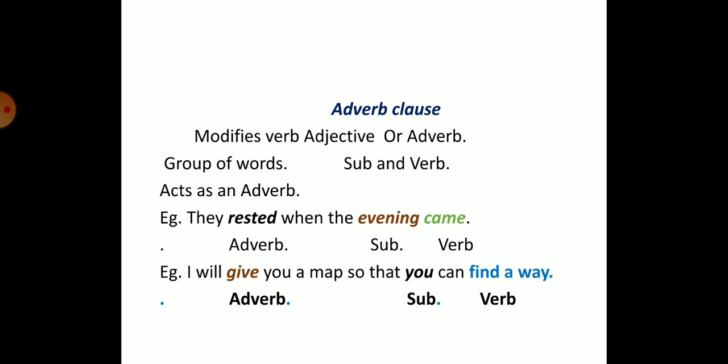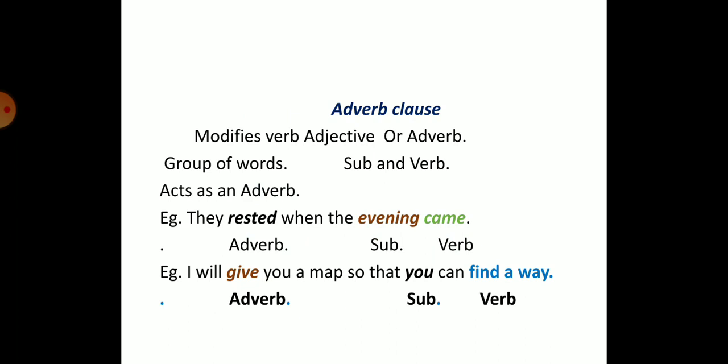An adverb clause is a group of words having a subject and a verb of its own, and it acts as an adverb in the sentence. Now what does an adverb do? It modifies a verb, adjective or another adverb in the sentence. So what does the adverb clause do? For example, they rested when the evening came. Here, when the evening came is the clause as it has the subject evening and verb came, and it is describing the verb rested. So, it's an adverb clause.